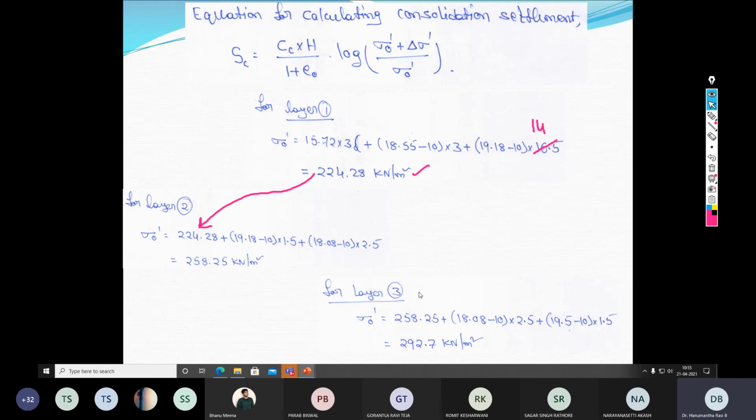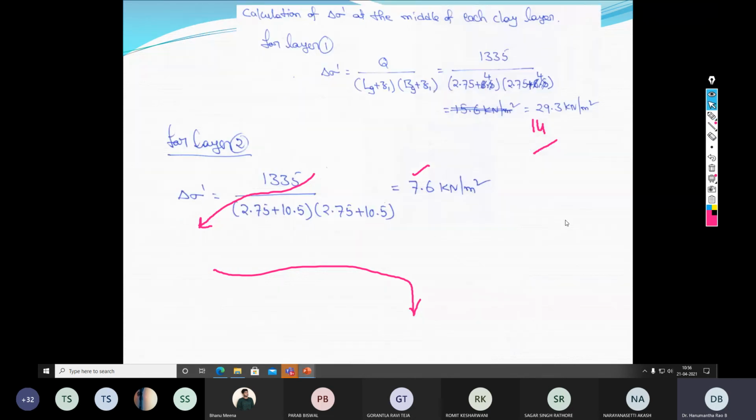And for layer 3, you don't need to calculate again. So take sigma naught dash 2 plus, for the remaining depth, 18.08 minus 10 into 2.5 plus 19.5 minus 10 into 1.5. So 292.7. So here I have shown how to calculate the initial effective overburden pressure before construction of the pile group for layer 1, layer 2 and layer 3 at the middle of each layer.